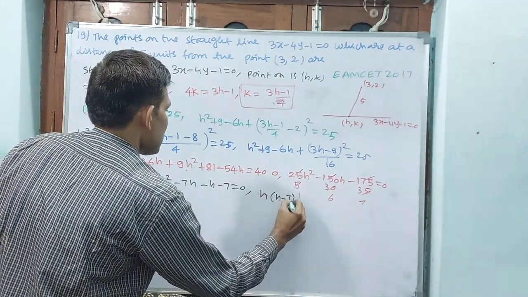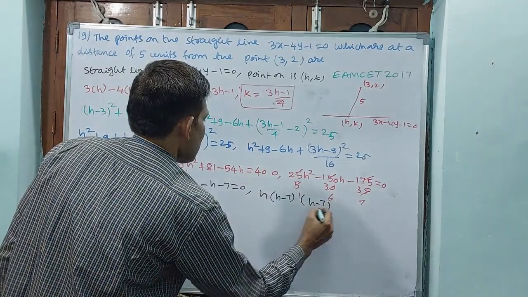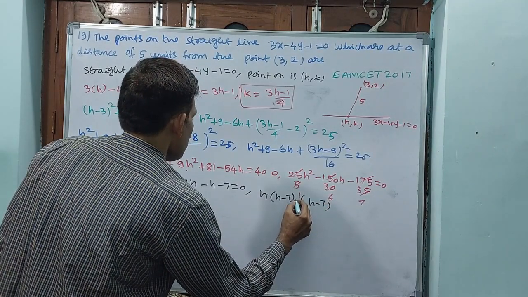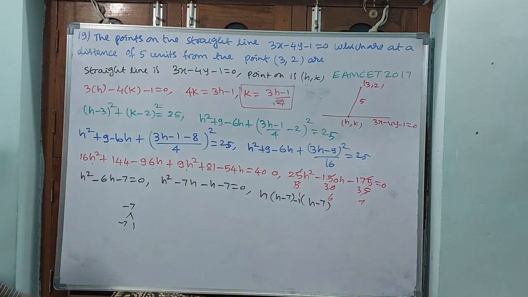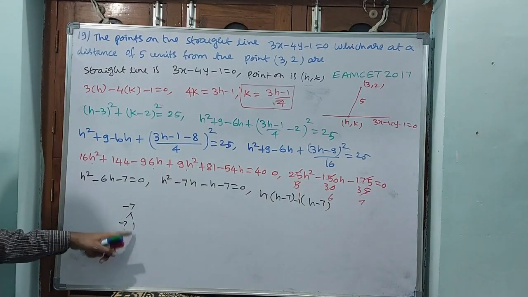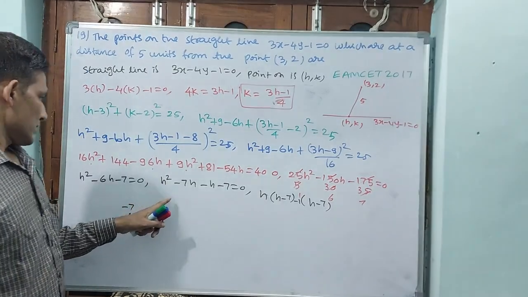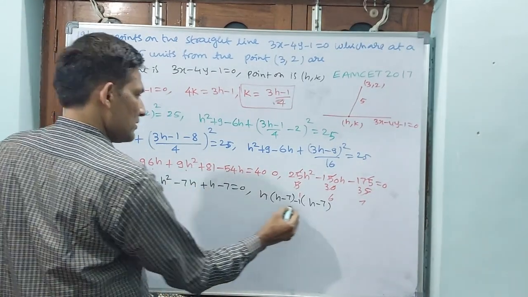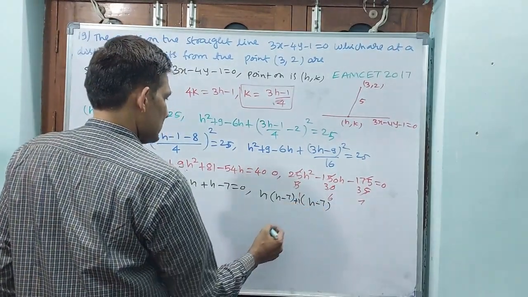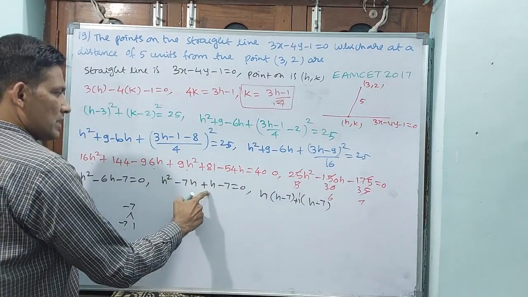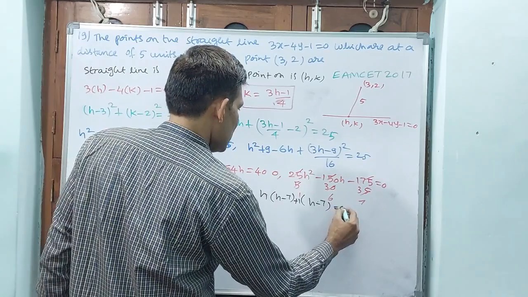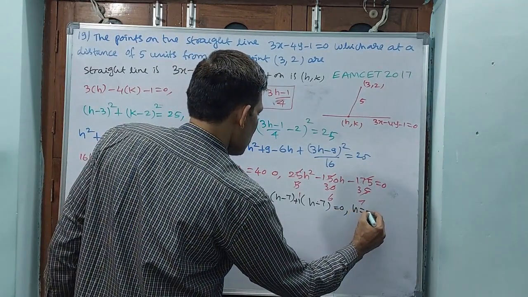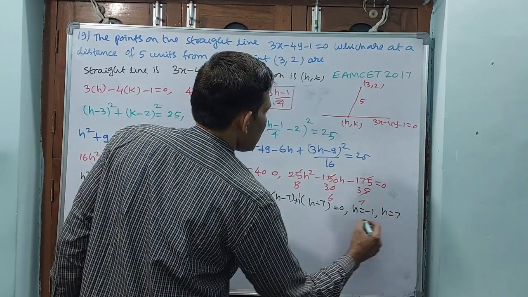If you take common h, then h minus 7 will be there, but you keep minus 1 after this one. Then this will be plus 1. Plus h minus 7. That means you see h is equal to minus 1 and h is equal to 7.